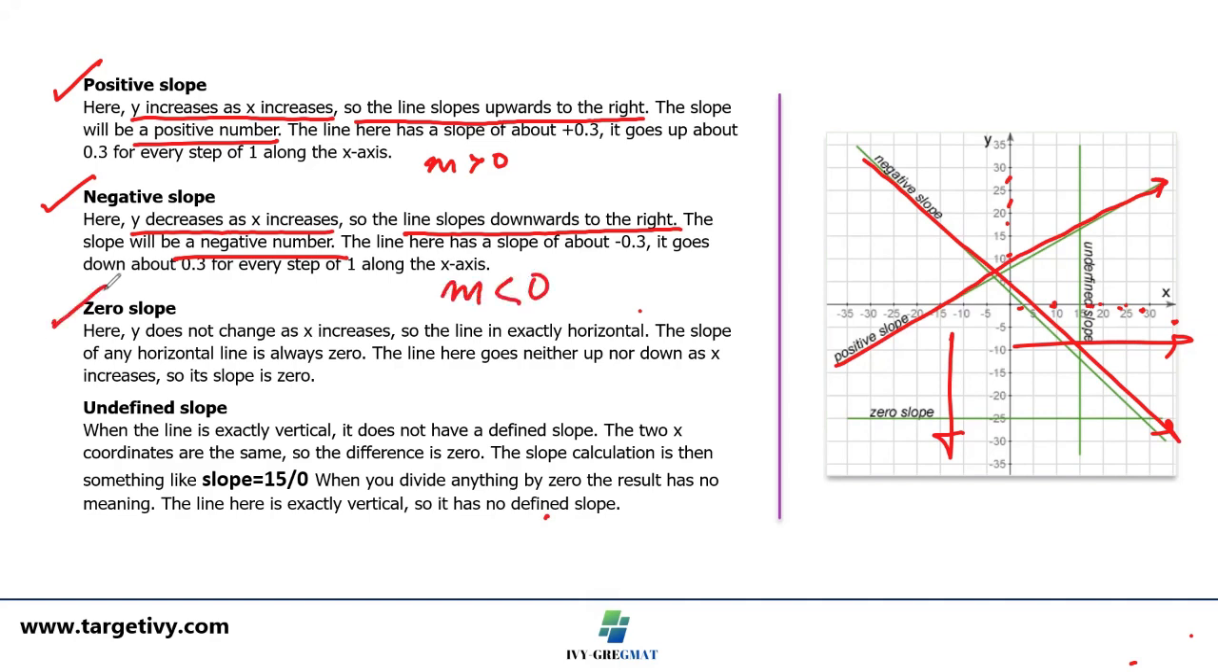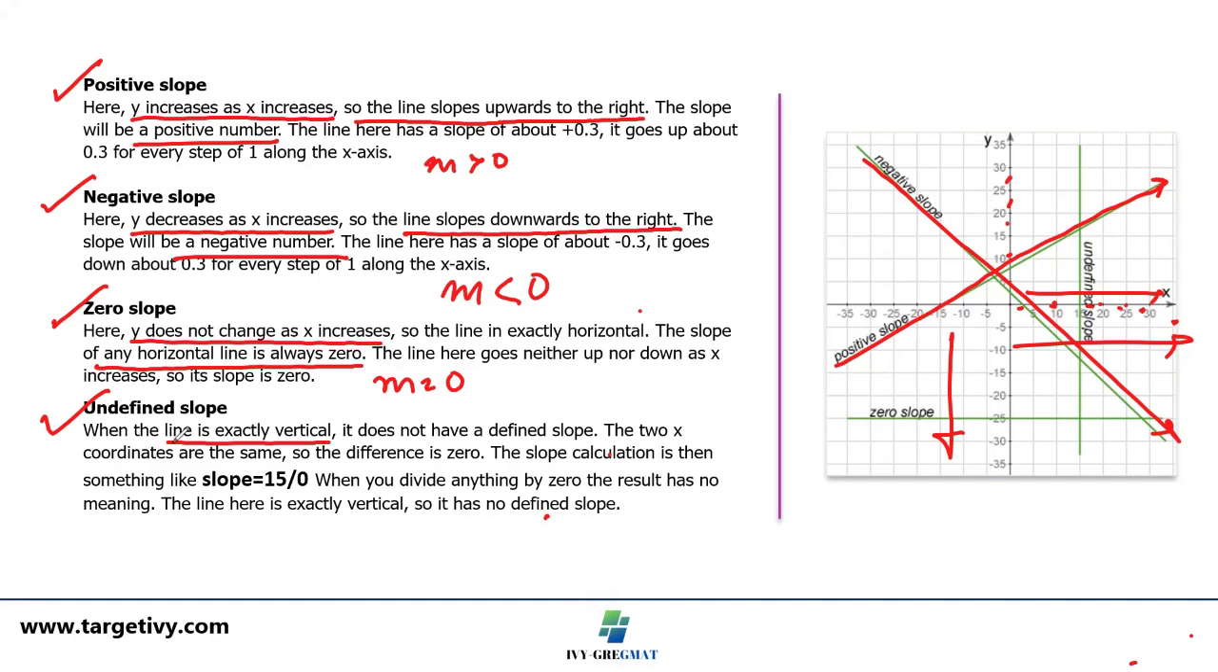Zero slope: here y does not change as x increases. X is increasing, y is not changing. So m is equal to 0. It's going to be an exactly horizontal line. The slope of any horizontal line is 0. The line is neither going up nor coming down. It is exactly horizontal.